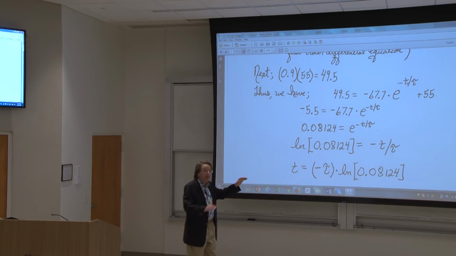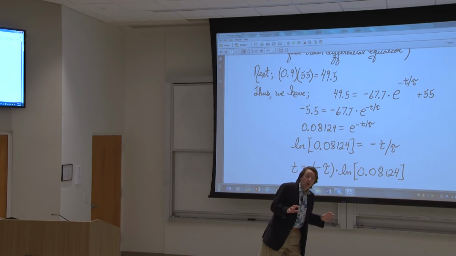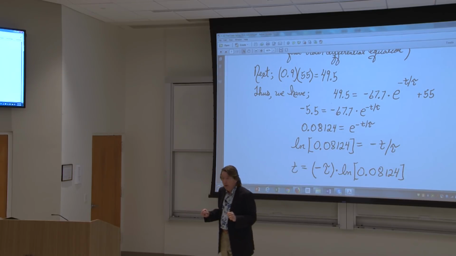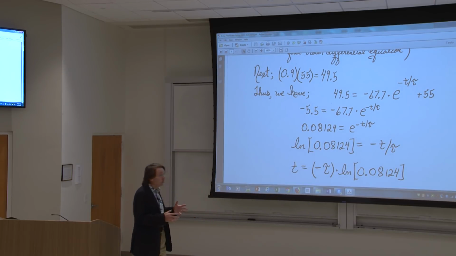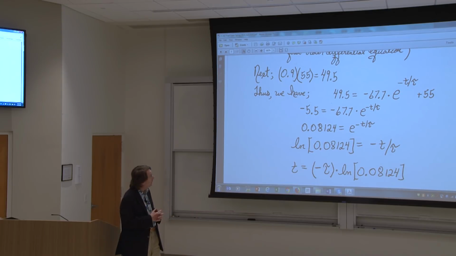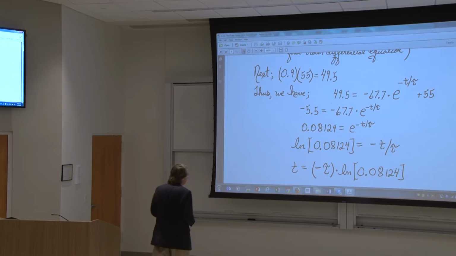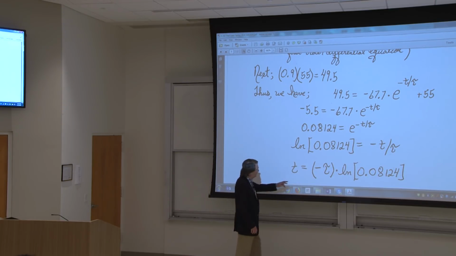Now, I plug it into the same equation we derived in part A. We know that it's k e to the minus t over tau plus the right-hand side, in this case 55, the final value. K is minus 67.7. So I just go through it and I solve for t. We're given tau, by the way. Tau is given in the problem. So I get down to here.